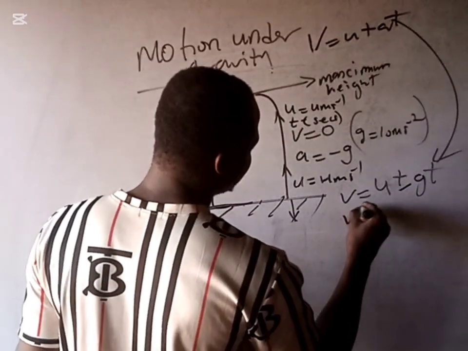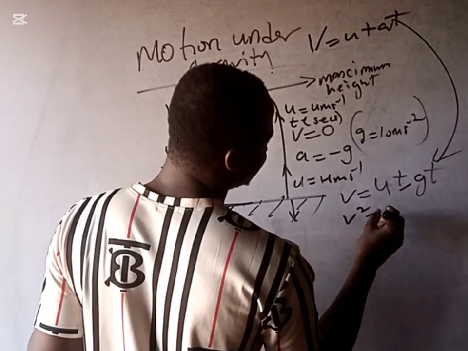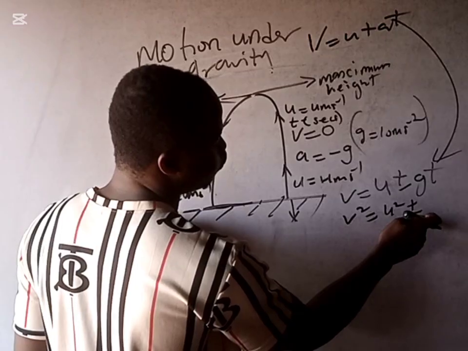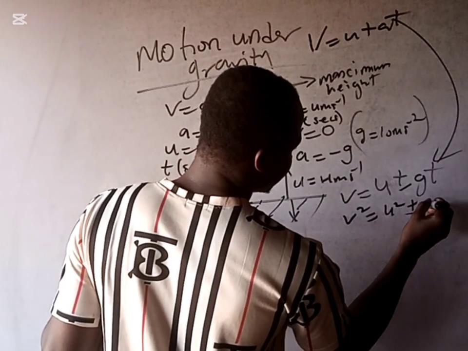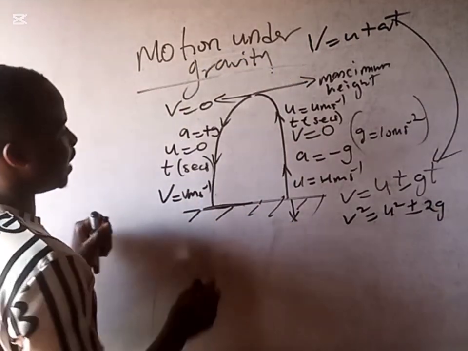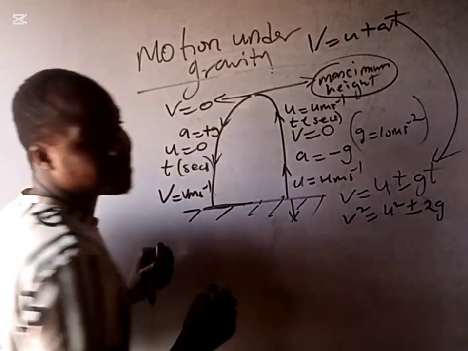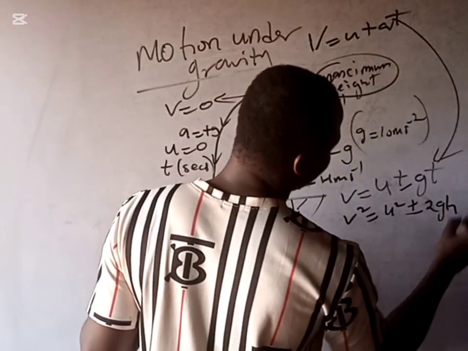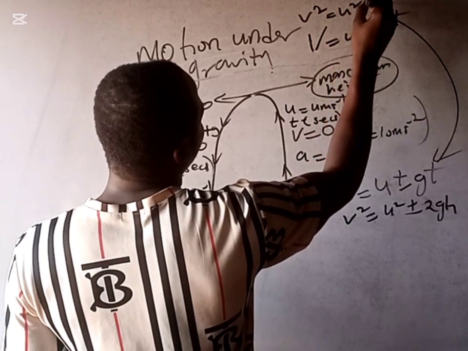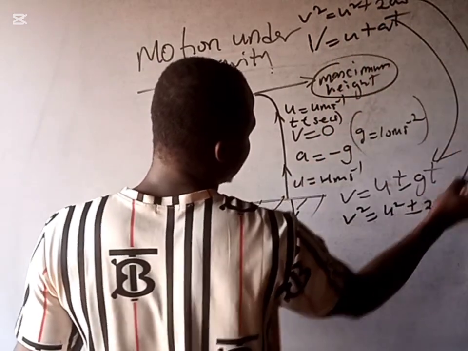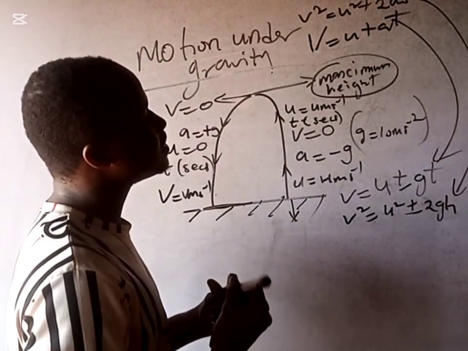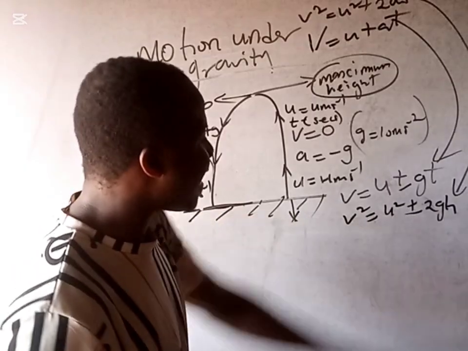So another one is v squared is equal to u squared plus or minus, don't forget, either downward or vertically upward, 2gs. Instead of gs, don't forget we are dealing with maximum height. We are dealing with height, not distance. So it becomes 2gh. Because before we have v squared is equal to u squared plus 2ax. You see now, it turns to this because of gravity. So instead of distance, we now use height.